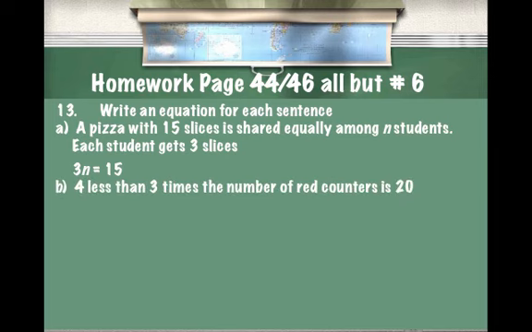B. 4 less than 3 times the number of red counters is 20. Again, that word "is" often represents equals. So in this case, 3n minus 4 equals 20. And for these questions, we don't need to solve. All we're doing is writing the equation.